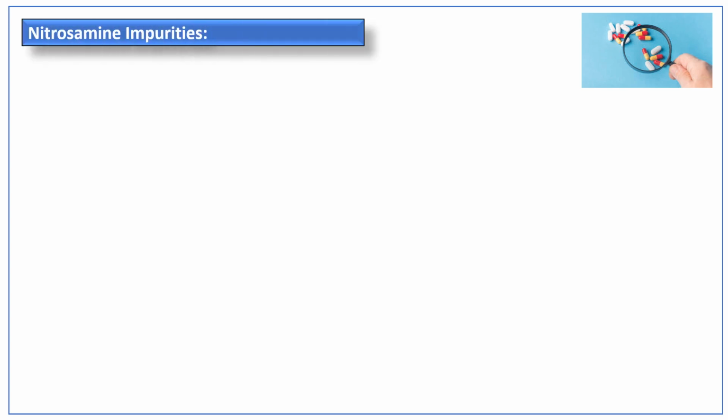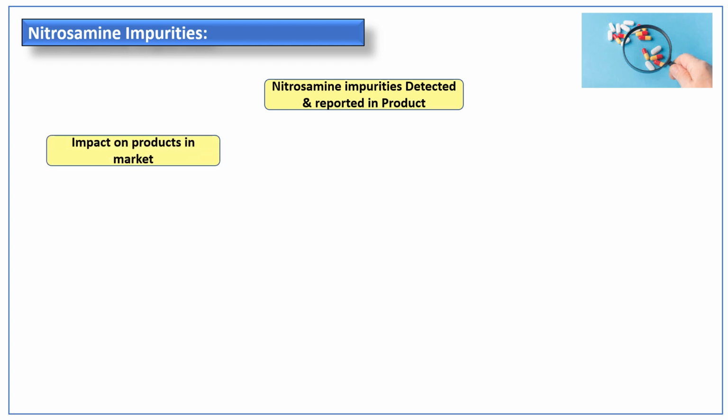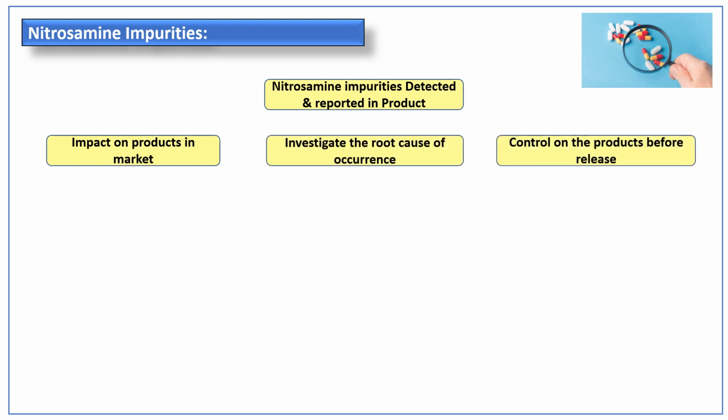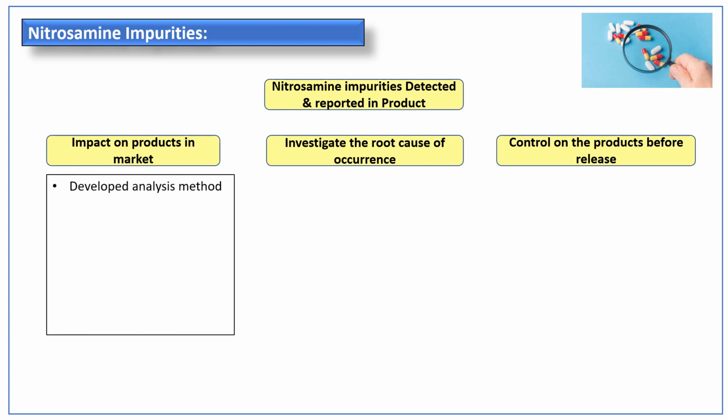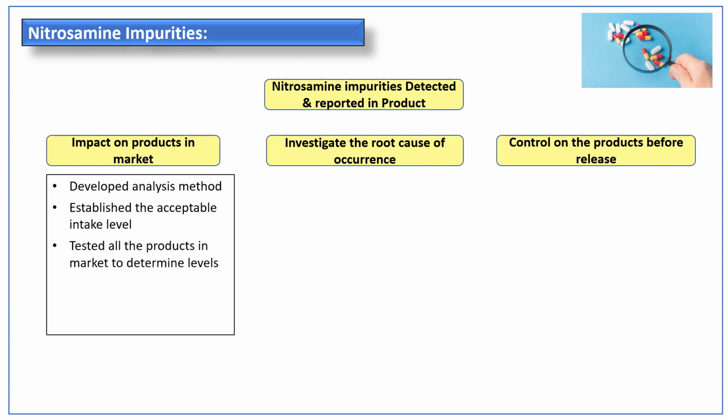Before going into the details of both of these guidance, that is the control for nitrosamine and the recommended limit for NDSRIs, let us summarize what we have seen till now. For the nitrosamine impurities that were detected and reported in the products, the FDA considered the impact on the products that were in the market, investigated the root cause for the occurrence, and controlled the products before release into the market. For impact on products in the market, they developed the analysis method, established the acceptable intake limit which should not be exceeded and which is considered safe, tested all the products in the market to determine the level of impurities, and recalled the impacted products which had impurities above the defined acceptable intake levels.